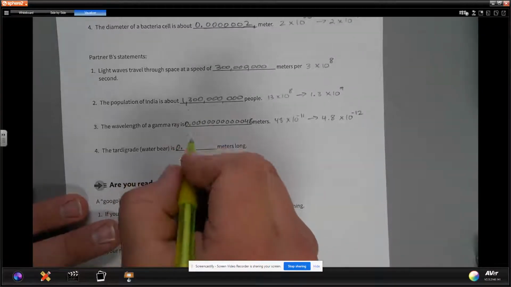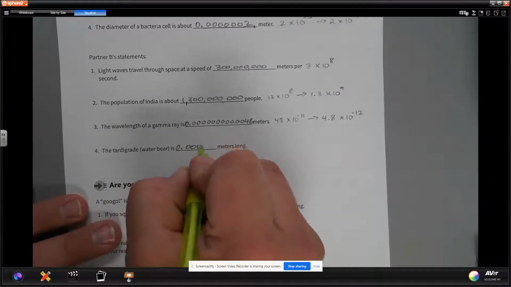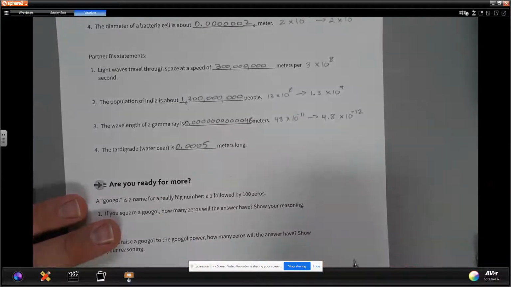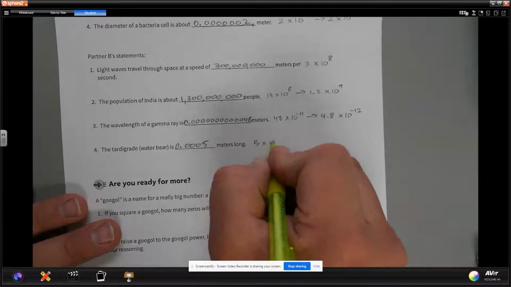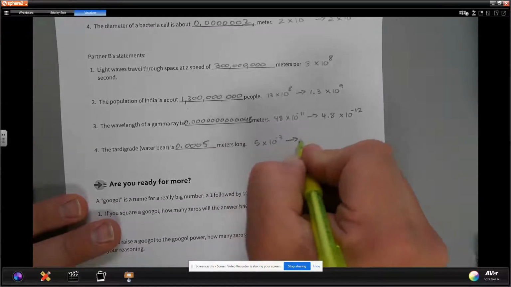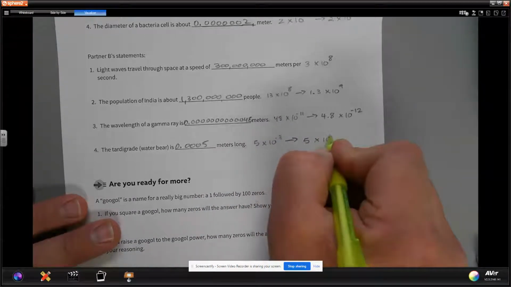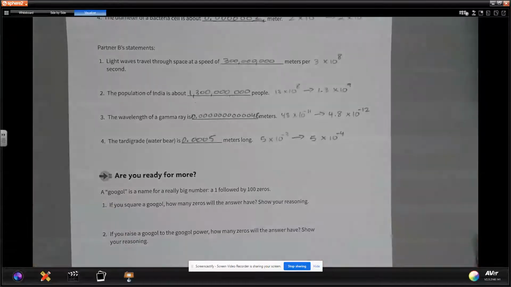And then finally, a tardigrade, a water bear, they're pretty cool. You should go look up what a tardigrade is. And they're this big. They're 5/10,000ths of a meter long, or 5 times 10 to the negative 3rd, which in scientific notation would be 5 times 10 to the negative 4th. Whew. There's a little piece for you.